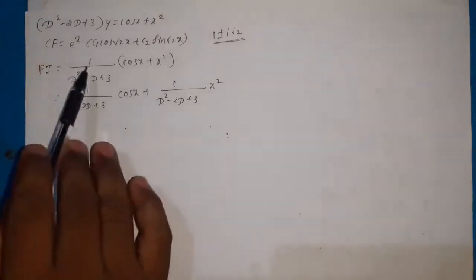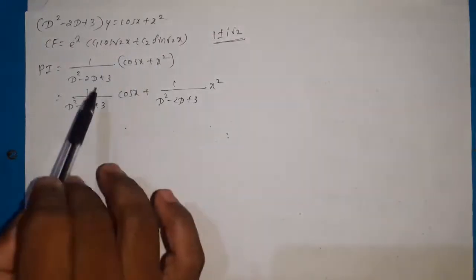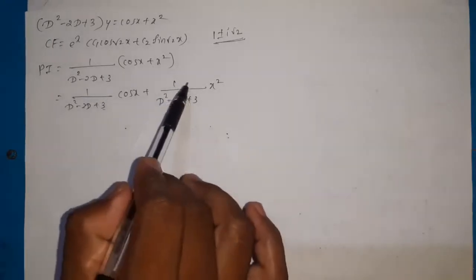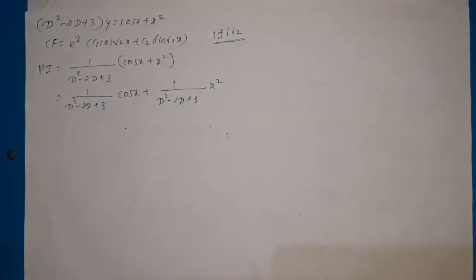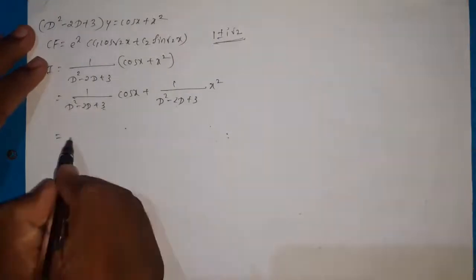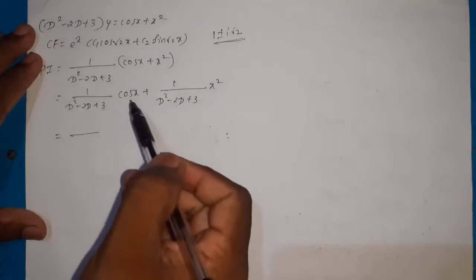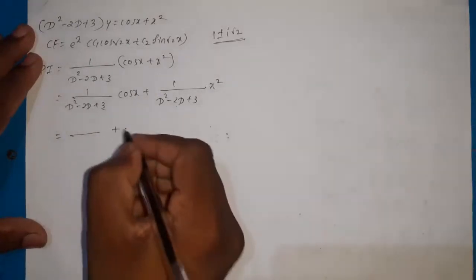Then the particular integral is 1 divided by f(D) into the given function. So here we need to separate: 1 by (D² − 2D + 3) cos x plus 1 by (D² − 2D + 3) x². As usual we have to solve for cos x, and I will solve x². For the first function, cos x, you write the solution with D² equal to −1 and solve the remaining thing.